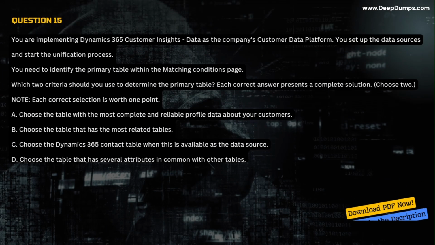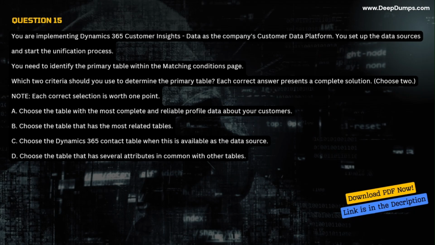Question 15. You are implementing Dynamics 365 Customer Insights data as the company's customer data platform. You set up the data sources and start the unification process. You need to identify the primary table within the matching conditions page. Which two criteria should you use to determine the primary table? Each correct answer presents a complete solution. Choose two. Note: each correct selection is worth 1 point.